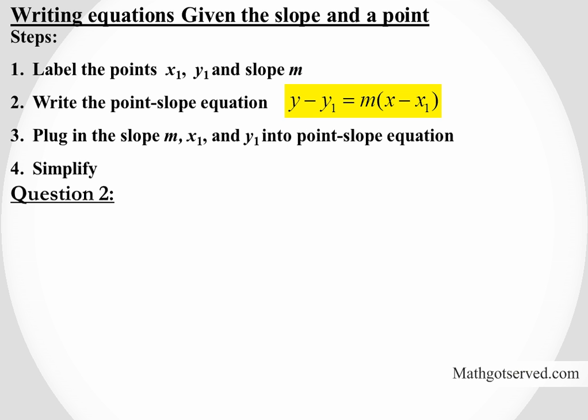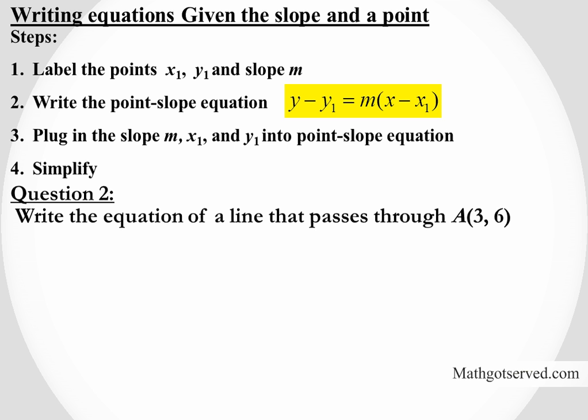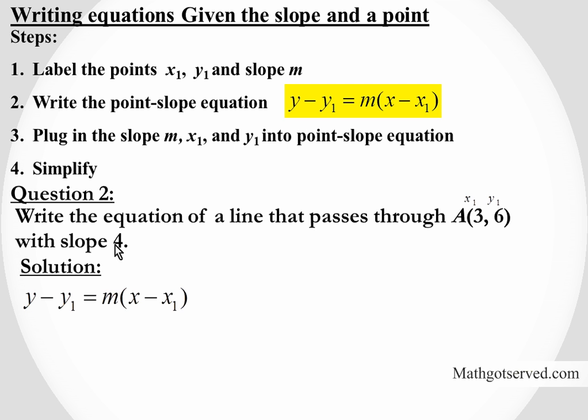Let's take a look at an example. It says, write the equation of a line that passes through the point A, which is (3, 6), with slope 4. Let's follow the procedures here. We're going to label our coordinates x1 and y1. So this is x1 and this is y1, and this is our slope m.